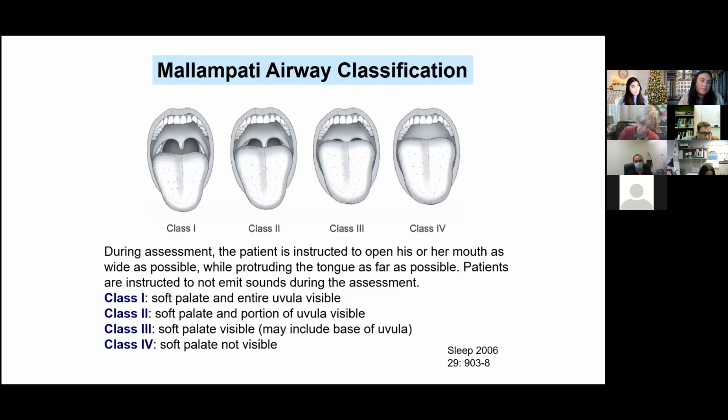The Mallampati classification is just how much of the posterior pharynx you can see. This was developed in anesthesia to predict how difficult an intubation will be. But there's some weak correlation between the Mallampati class and risk of apnea. I usually ask for a modified Mallampati where they keep the tongue in the mouth, because that's how they sleep.